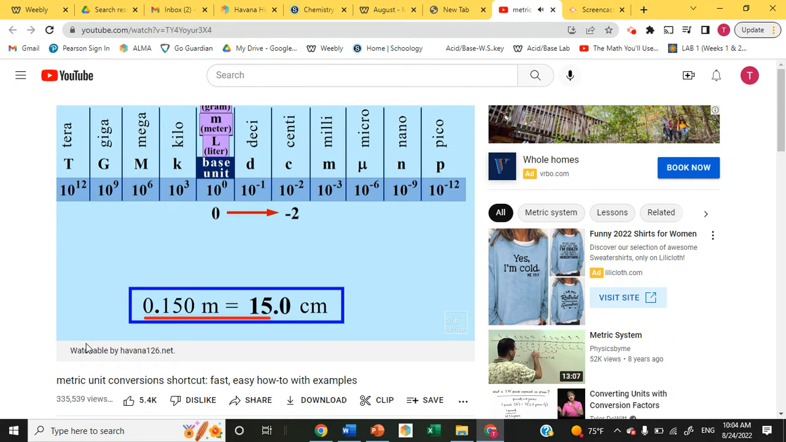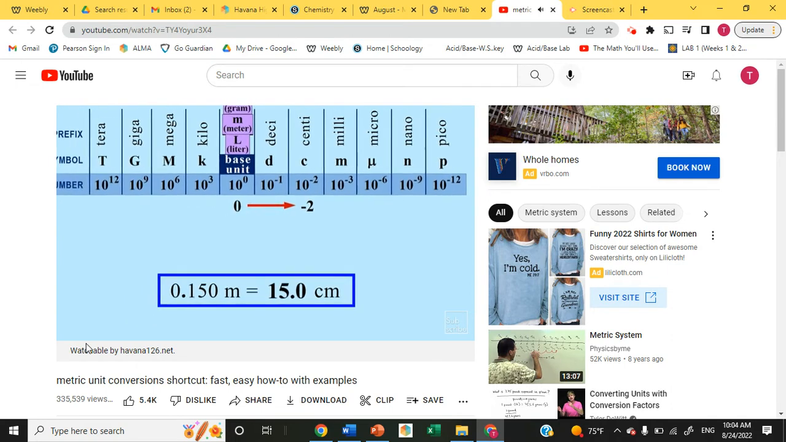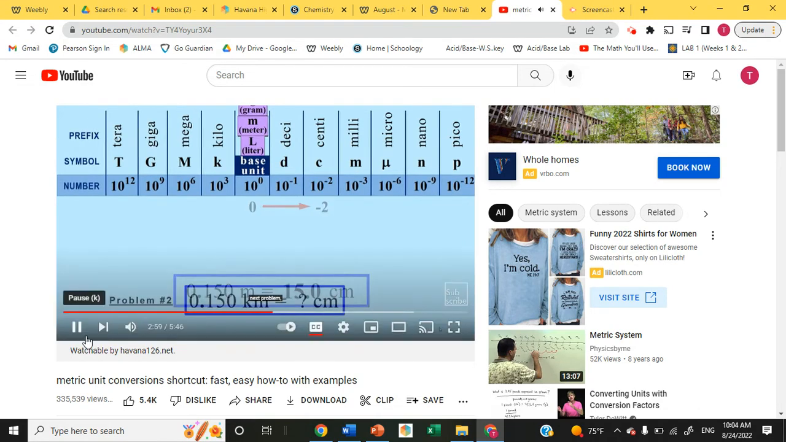0.150 meters is equal to 15.0 centimeters. We have moved the decimal 2 places to the right. Next problem.